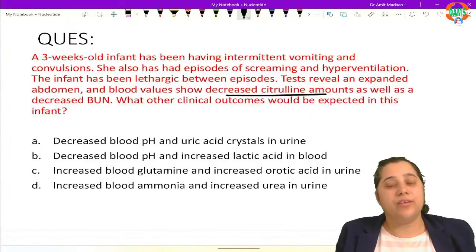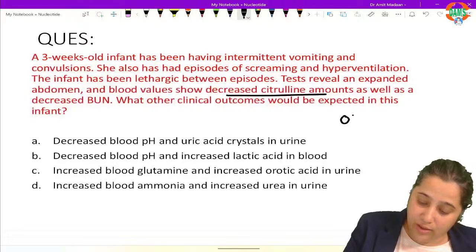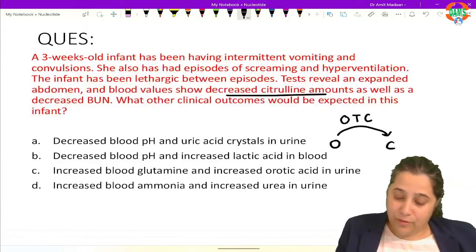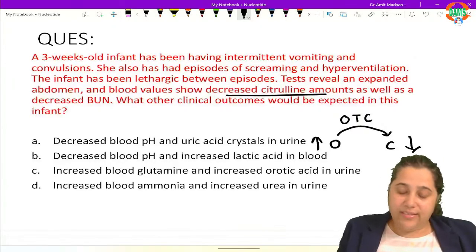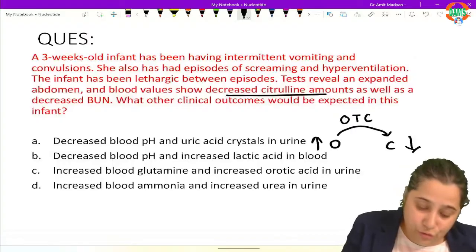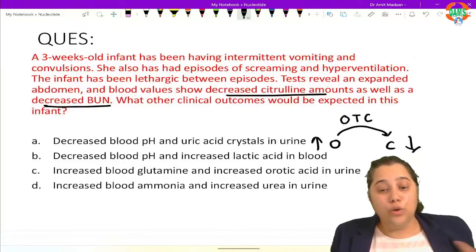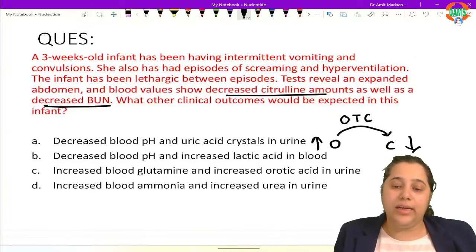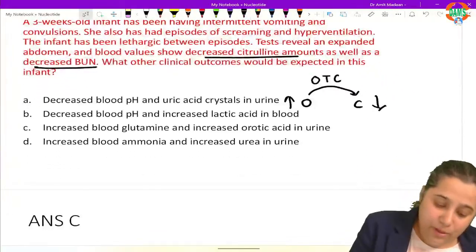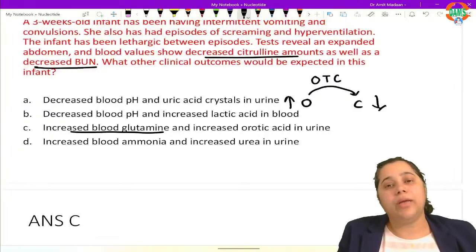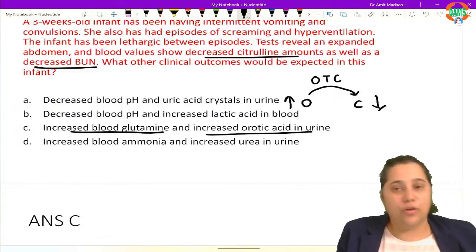We just discussed OTC converts ornithine to citrulline. So if this is decreased, ornithine is increased, as well as decreased blood urea nitrogen. So it is a defect in the urea cycle. What other clinical outcomes would be expected in this case? There will be increase in blood glutamine and increased orotic acid.